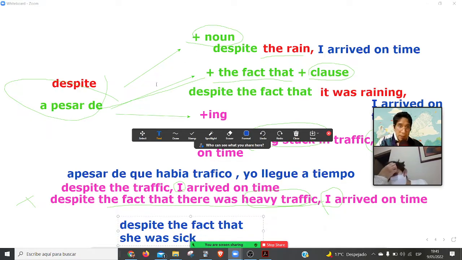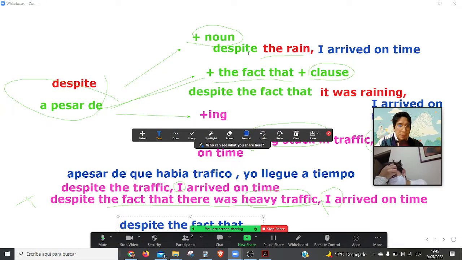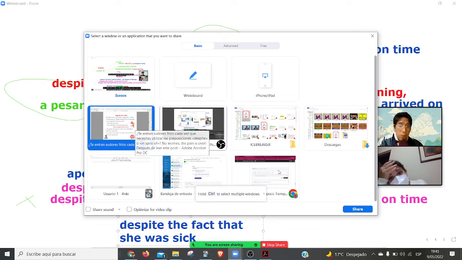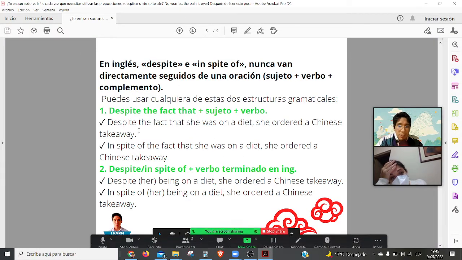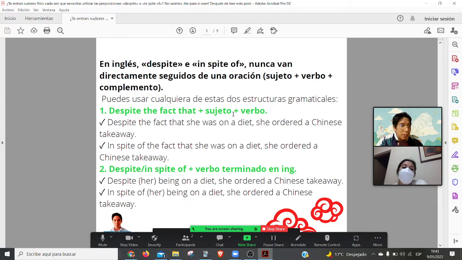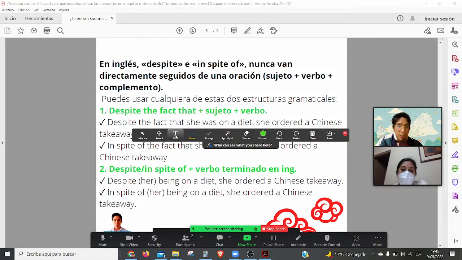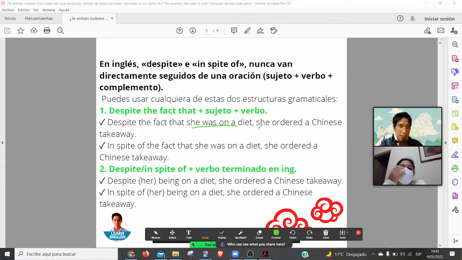Ah, recuerda, más cláusula. La primera sí entendiste con el noun. Sí. Ahorita vamos a seguir practicando. Next. ¿Qué tengo que usar? Despite the fact that, sujeto más verbo, que es tu cláusula. Despite the fact that she was on a diet, she ordered a Chinese takeaway. In spite of the fact that. In spite of es lo mismo que despite. No cambia.